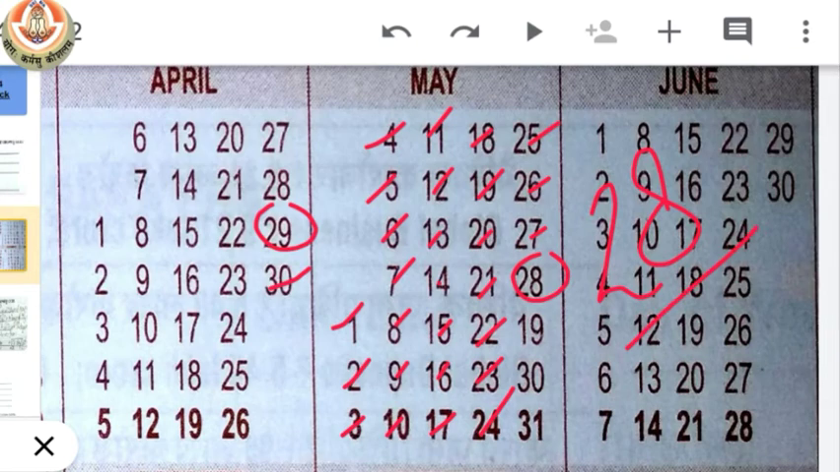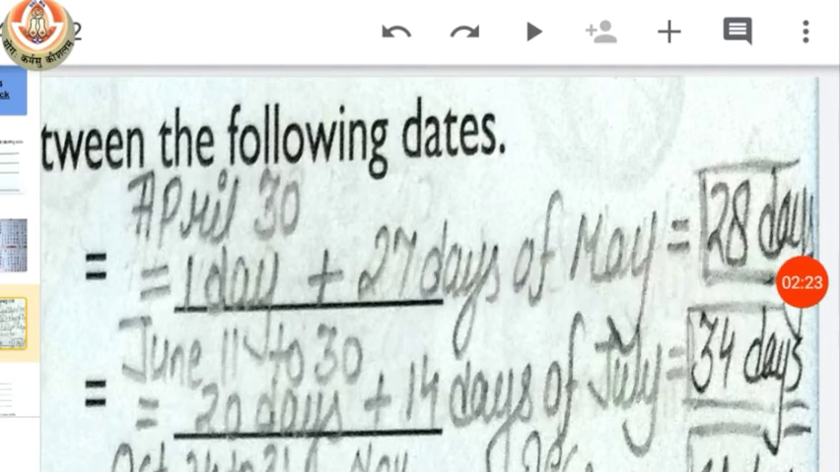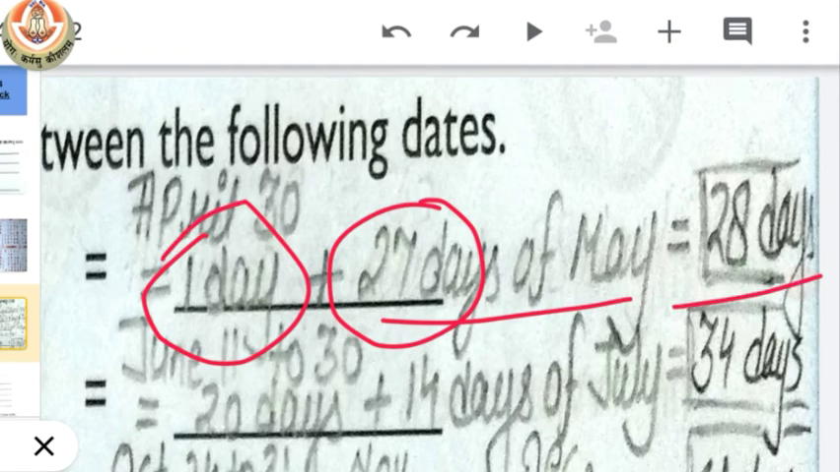Okay class, so this is the way you have to count the days. Means you cannot count the given dates, you have to count days in between them. So let's see what should be the solution. So you can see here, April 30 means after 29 we have April 30. That means one day of April, and for 28th May, before 28th May we have 27 days of May. So 27 plus 1 day we will have 28 days.